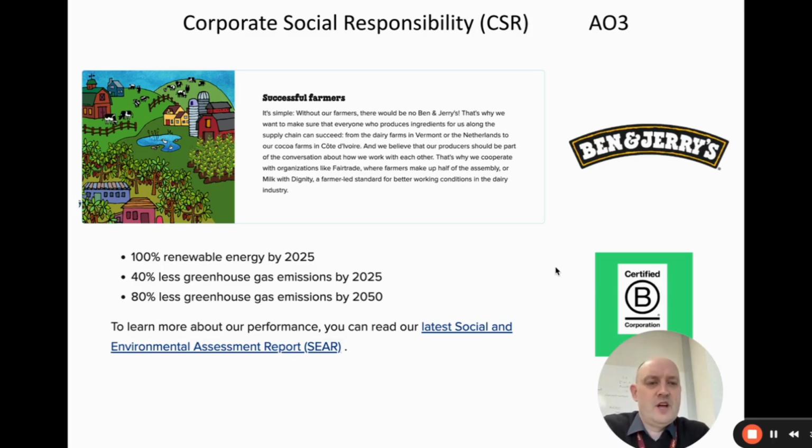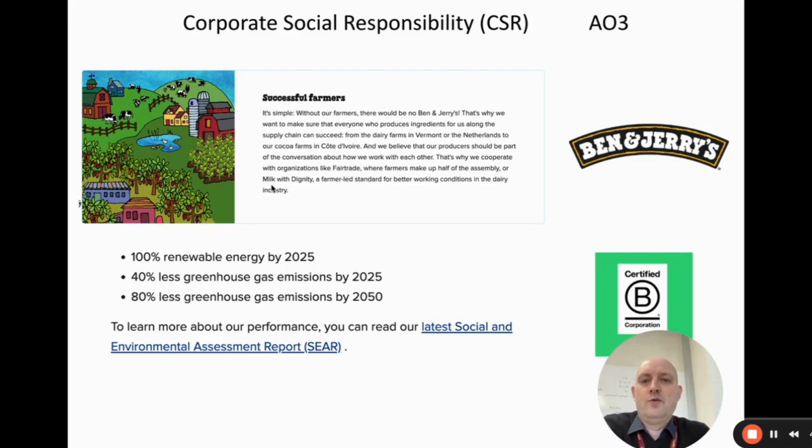So just a couple of examples that they did. You can go and have a look at their website. Their website has a large section on all these CSR things. They prioritize their farmers, so this would be the suppliers. The farmers are where they buy their chocolate and their milk from and things like that. And so they're part of fair trade. Fair trade is when they guarantee that suppliers get a fair price when they buy from them.